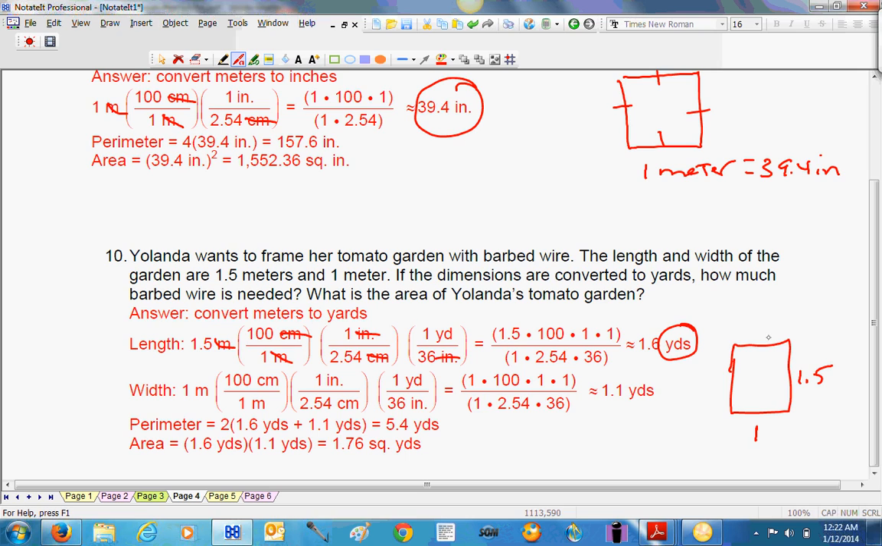Okay? And that's just the length. And then we do the same thing for the width. There we go, the 1 is gone. Centimeters, they're gone. Inches, they're gone. And we're just left with yards. And then once we get what we're looking for in yards, we can use our formulas to get the perimeter as well as the area.